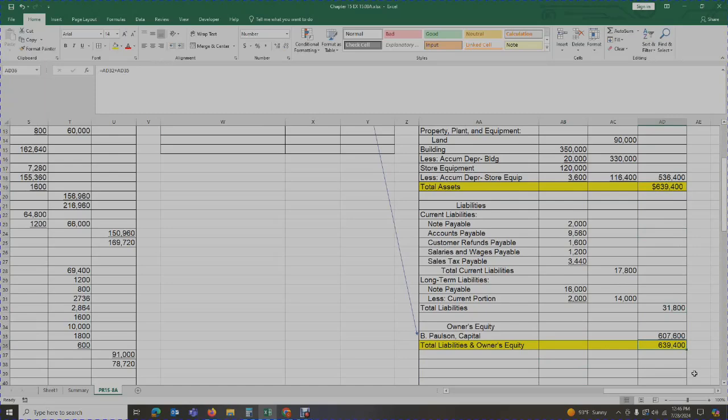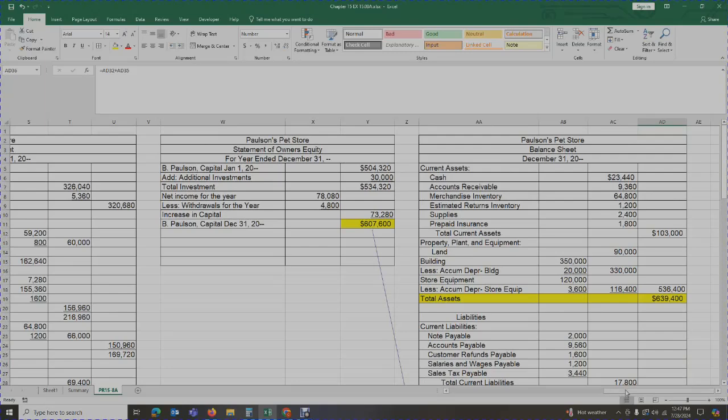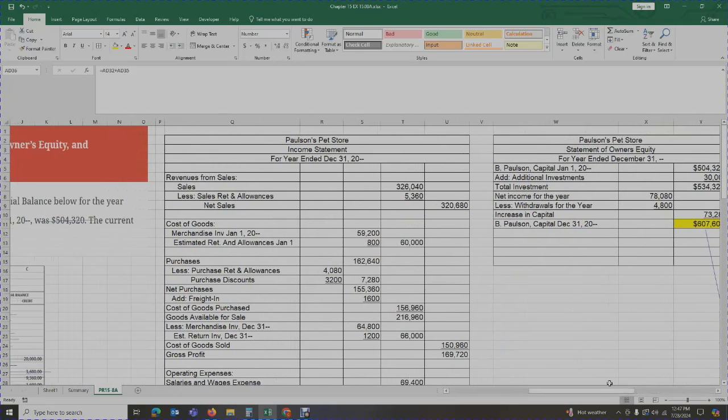If they do not match, then you made a mistake somewhere. You have to go back and retrace your footsteps, review your work, and figure out where it is that you went wrong. So this will verify that the accounting equation has remained in balance and everything is correct. So these are the three financial statements, step by step.